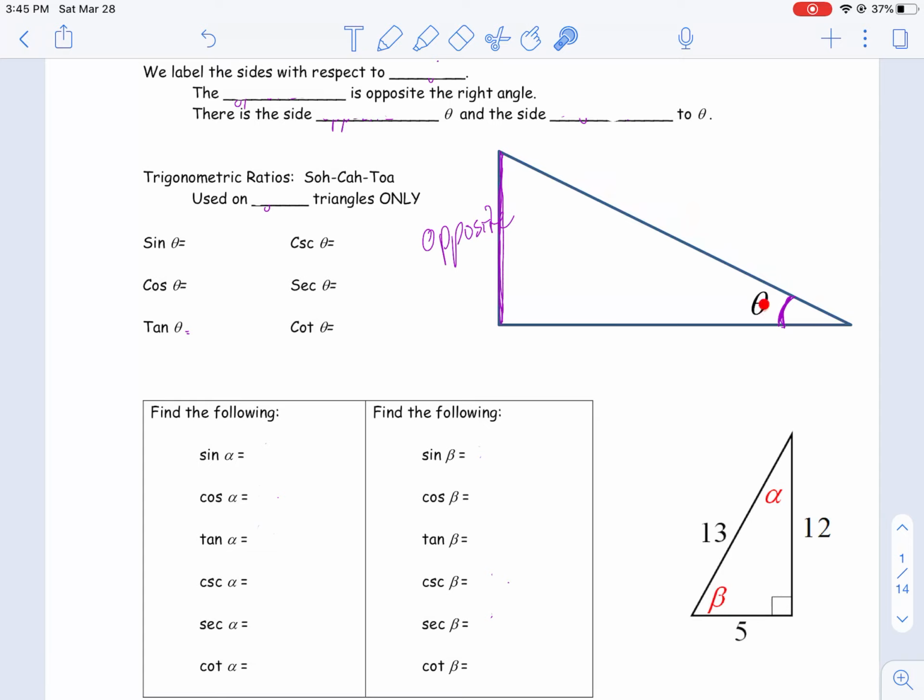Now, if you'll notice, there's two other sides, this side and this side. These sides are both next to the angle. This side is adjacent to this angle, and this side is adjacent to this angle. Adjacent just means next to.